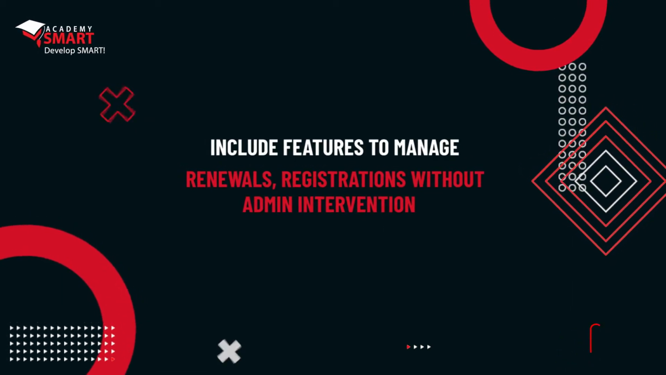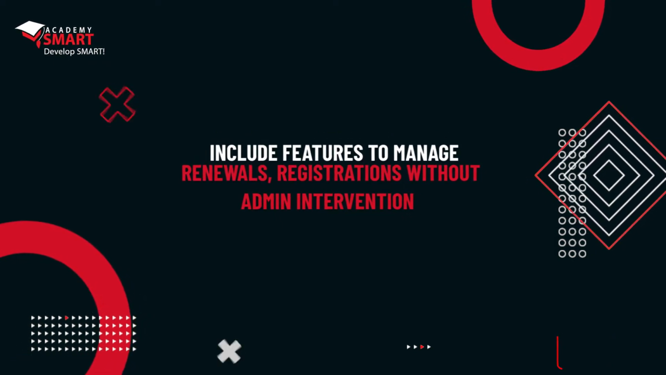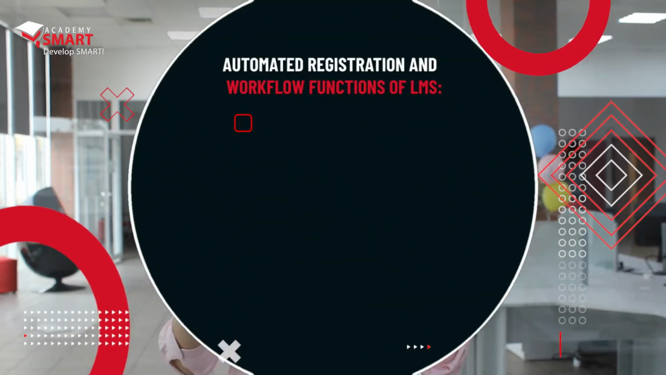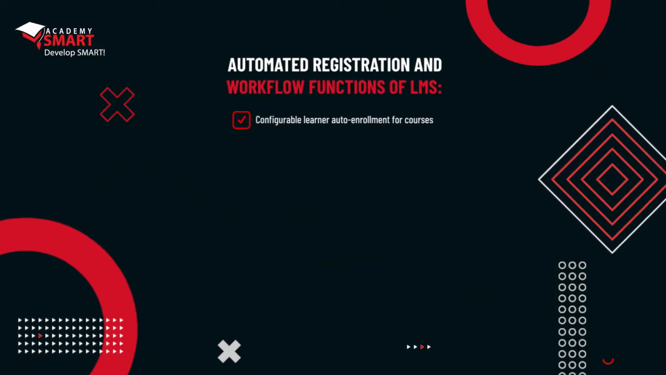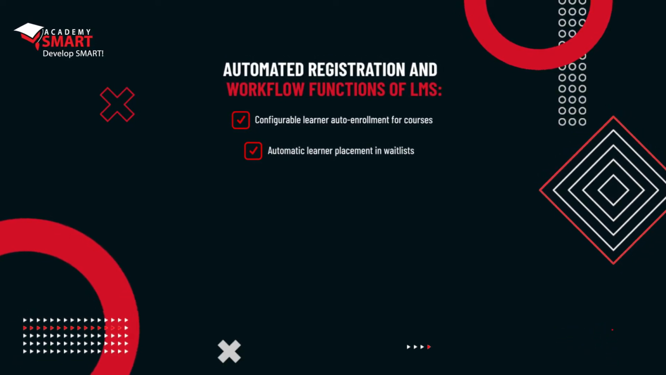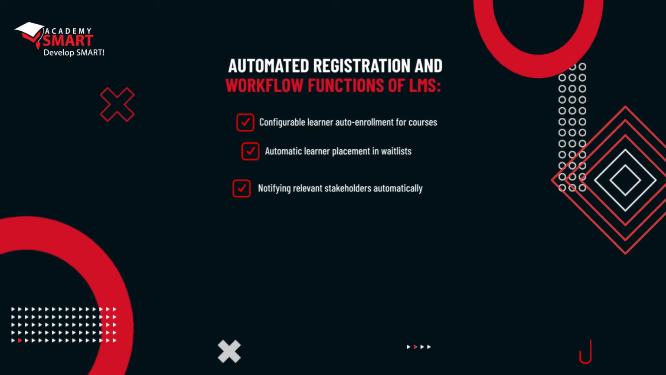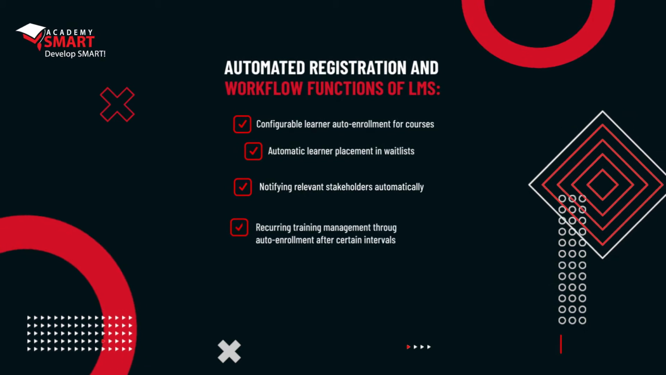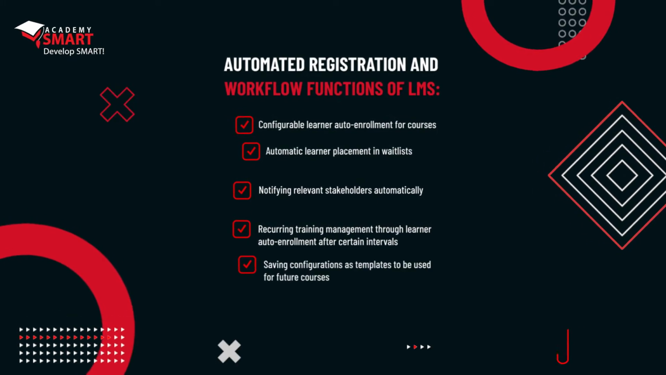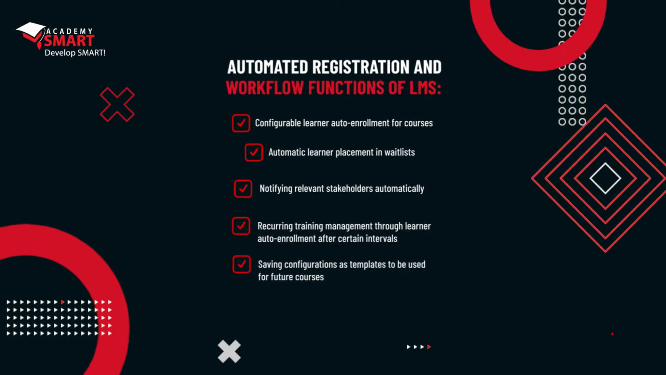The LMS should be able to manage renewals and registrations without admin intervention. High-quality learning management system should remove the need of the labor-intensive user list maintenance by using the following automated workflow and registration functions. Configurable learner auto-enrollment for courses that can be switched on and off. Automatic learner placement in the waitlist if the courses are full, and notifying relevant stakeholders automatically as well. Recurrent training management through learner auto-enrollment after certain intervals. Saving configurations as the templates to be used for the future courses.